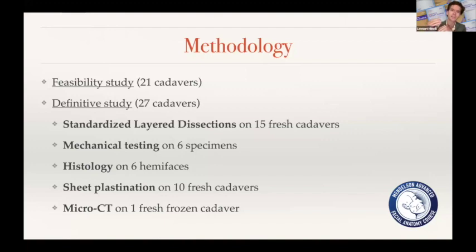This is particularly important for the mechanical testing that we did later on. So these were all done on specimens that were frozen in a rapid nitrogen submersion facility, so that we didn't lose any of the real freshness of the tissues. Subsequently, we also did histology on 6 hemifaces, sheet plastination on 10 fresh cadavers, and micro CT on just 1 fresh frozen cadaver to get a three-dimensional view of the area.